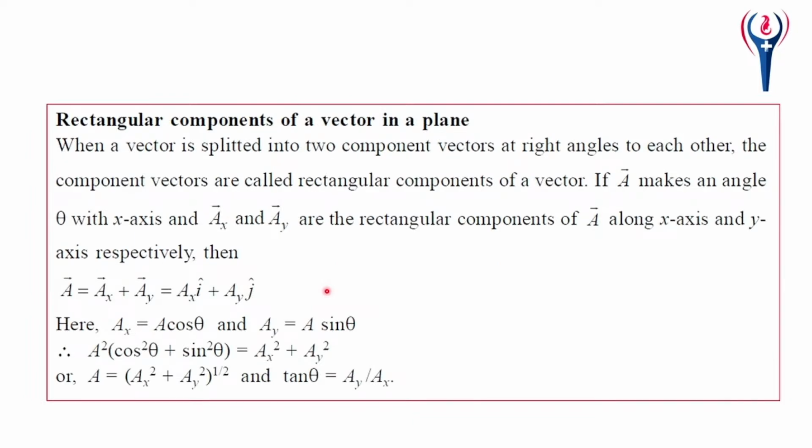Rectangular component. That is, a vector is resolved into two or three components, that is Ax, Ay like that. That only we are calling rectangular component. A equal to Ax plus Ay, and A equal to A1 i plus A2 j. What is Ax? Ax is A cos theta, that is the horizontal component, and Ay equal to A sin theta, that is the vertical component.